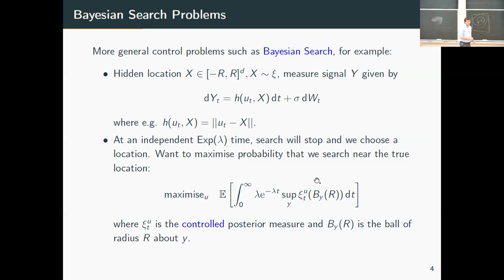Well, if I have an independent exponential stopping time, for example, so the time at which I stop is some independent time. What's the criteria? When I stop, I'm going to look at my posterior distribution, and I'm going to choose the point Y, where I know I can search in some ball of radius R around that point. I want to choose the point Y which maximizes the posterior probability that I'm in that ball.